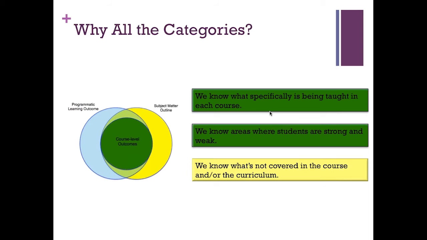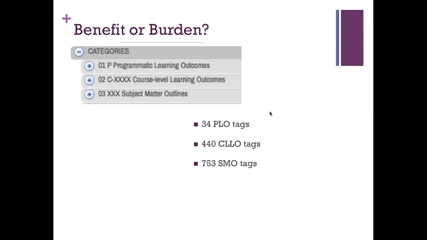And so really, by tagging all of our questions to programmatic learning outcomes, to course level learning outcomes, and subject matter outlines, it is a lot of work. I'm not going to lie. It is a lot of work on the front end. But the work on the front end provides so much more useful data, not only to the professor, but also to the students.